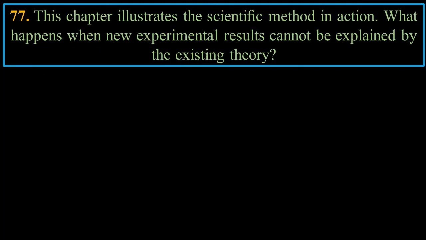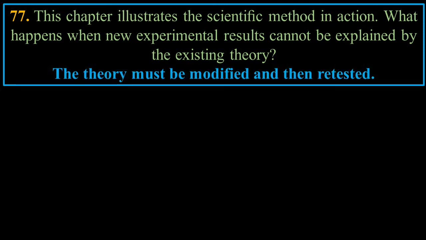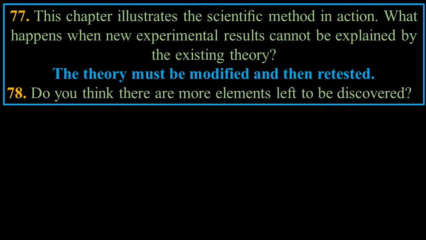This chapter illustrates the scientific method in action. What happens when new experimental results cannot be explained by the existing theory? Well, you have to modify the theory, build new models. The theory must be modified and then retested. Build a model that's consistent with the new data.